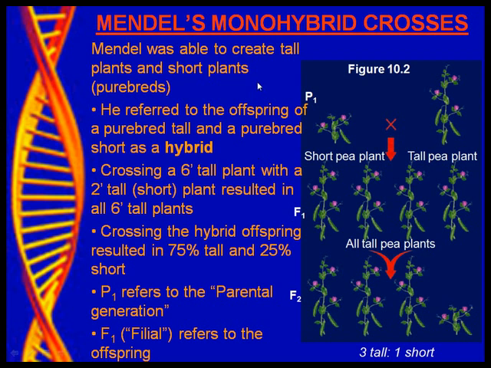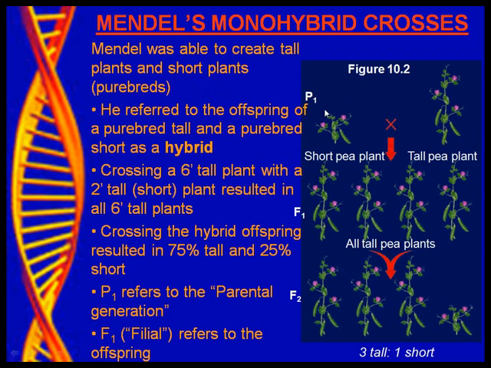So he was able to create whole generations of tall plants and whole generations of short plants that he called purebreds. In other words, no matter how many times these tall plants mated with each other, they created tall offspring. That's purebred. And same thing for these short plants. No matter how many times they mated with each other, they created short offspring. So he referred to the offspring of purebred tall and purebred short as hybrids.